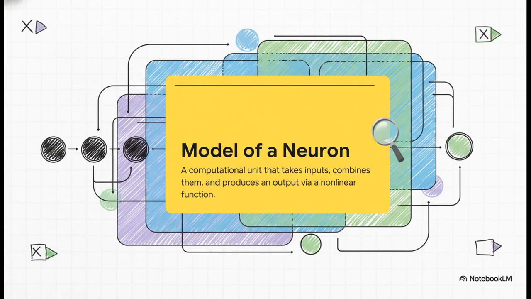Think of it like a tiny little gatekeeper or a decision maker. It takes in a bunch of different signals or inputs. Now, not all inputs are created equal. Each one has a different level of importance, which we call a synaptic weight. The neuron just adds them all up, and if that total number crosses a certain line, a threshold, it fires. It sends its own signal out. And this isn't just a simple on-off switch. It uses what's called a nonlinear activation function, which just means it can have a more nuanced response.